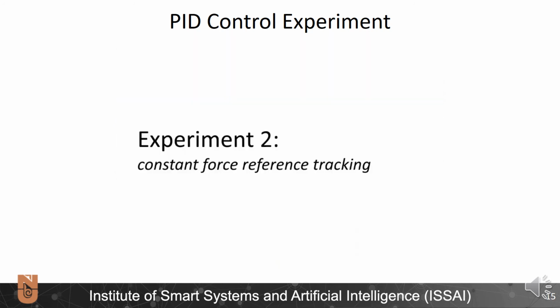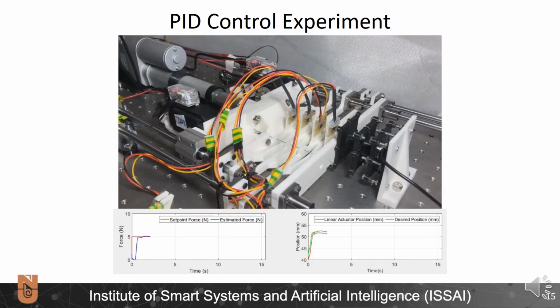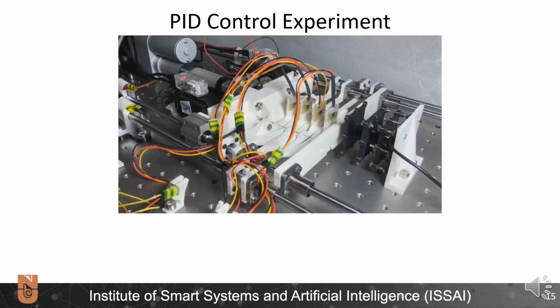Experiment 2 shows demonstration of the setup while tracking constant force. You can see how the actuator rapidly goes to the desired position with a small overshoot and the system tries to keep this position. In the first graph, the red line corresponds to the set point force and the blue line represents the estimated force during the time. The desired position values are in the right hand side colored green, and this line is the result of the closed loop control system. Experiment 3 is the last one.